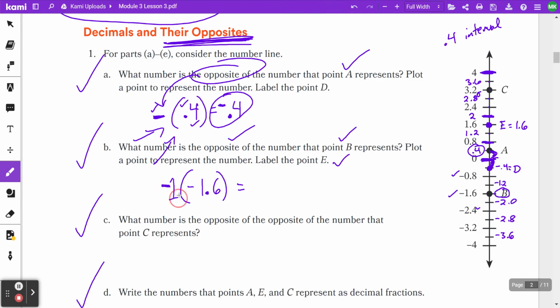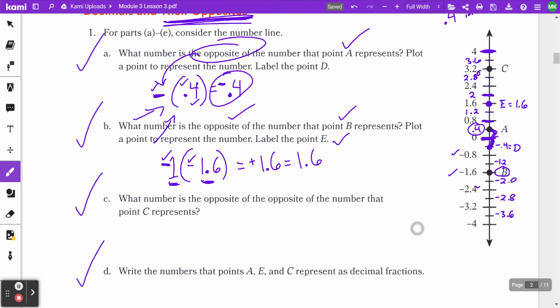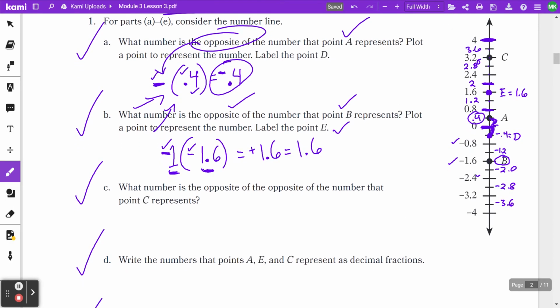Now again, that 1 is really there, even though I don't write it. So if you want to use it for a little while, that's fine. 1 times my 1.6 gives me 1.6, right? Anything times 1 is itself, and then a negative times a negative gives me a positive. But I don't have to write that positive symbol, so I can just write my 1.6 like that. Okay? It's good practice for you. Here we go.